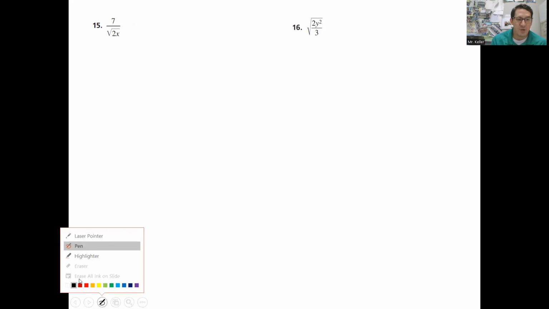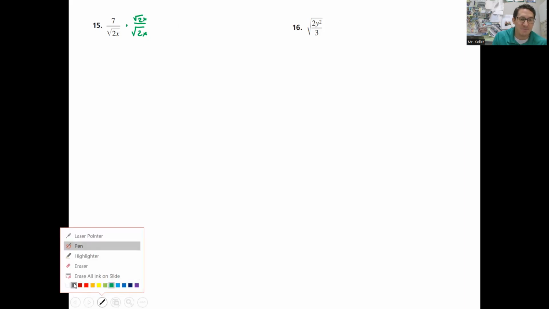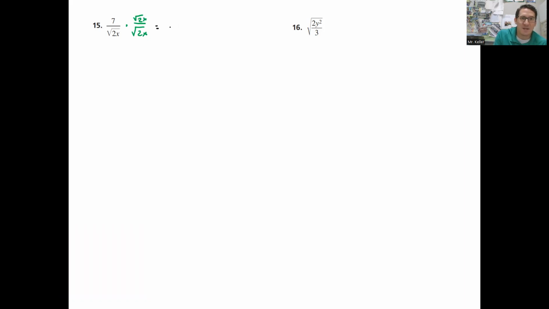Just a couple more here. This one, we multiply top and bottom by root 2x. That 7 on top is not in a radical, so I can't squish those together. So it's just going to be 7 on the outside, root 2x on the inside, just like that. And then root 2x times root 2x, the roots go away. So it's just 2x on the bottom like that.